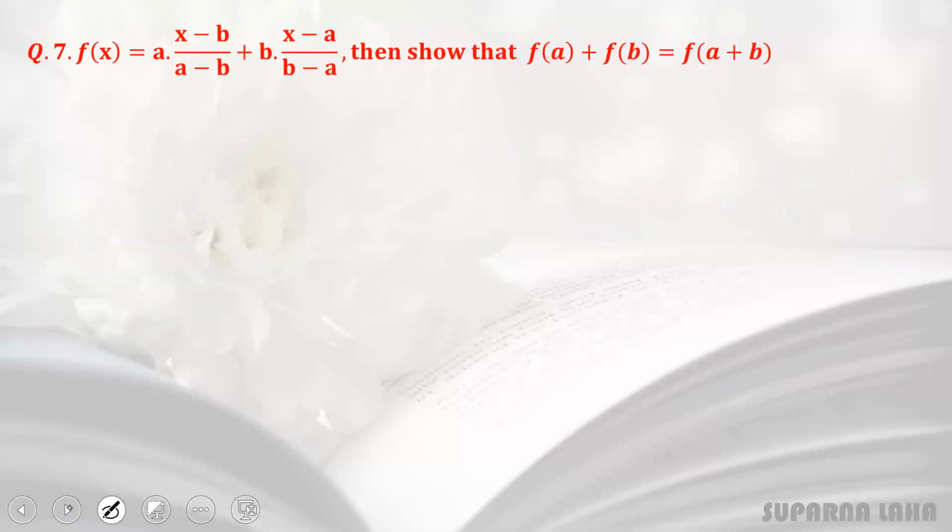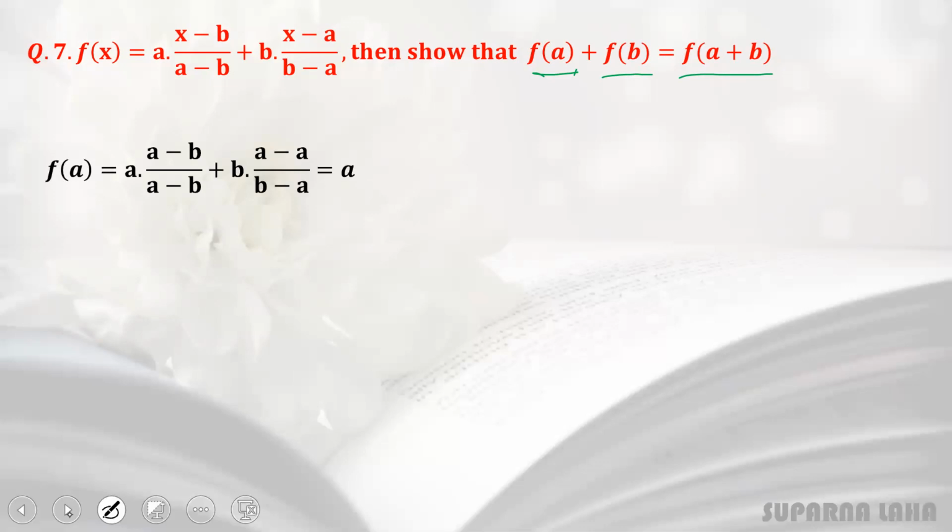f(x) is given in this form, that is a into (x − a)/(a − b) plus b into (x − a)/(b − a). Now you need to show that f(a) + f(b) is equal to f(a + b). So firstly find this f(a). In the place of x, put a.